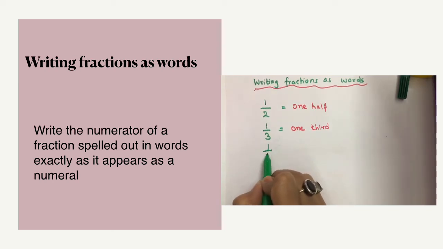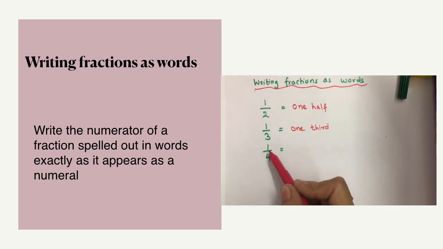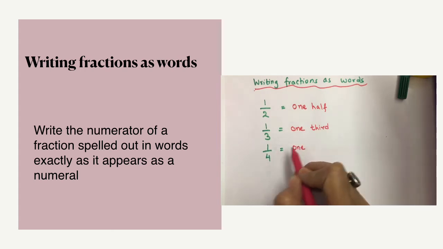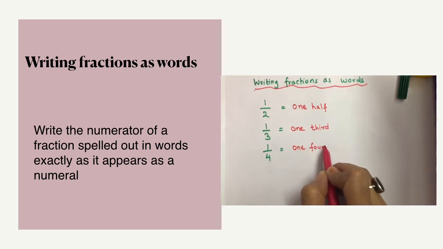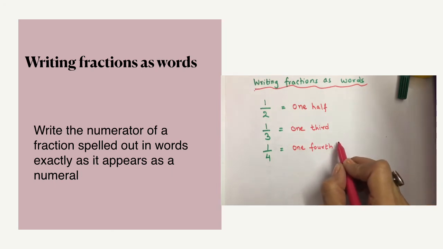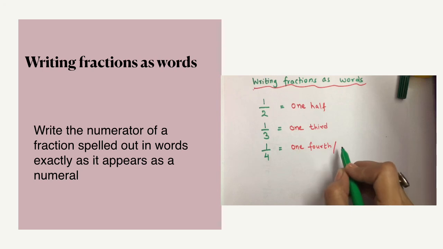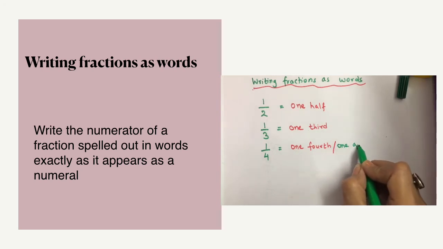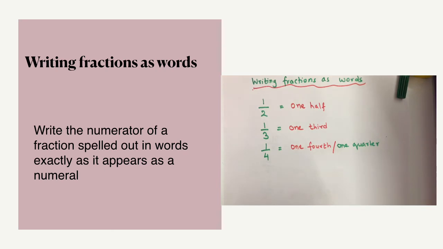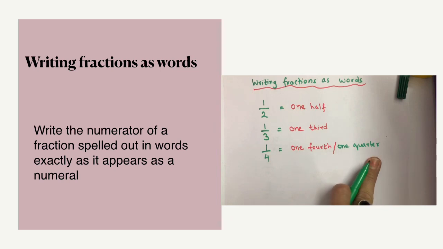What about this 1 upon 4? I cut my pizza into 4 pieces and I gave 1 to my friend. So this is 1 fourth or 1 quarter. So we will write 1 fourth or 1 quarter. Only for this we can say quarter also.